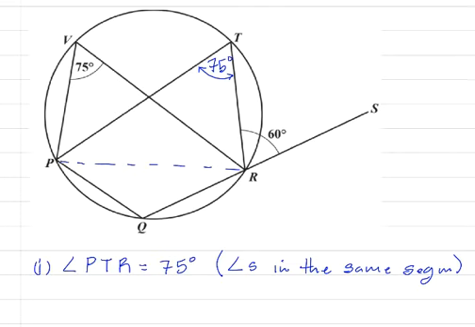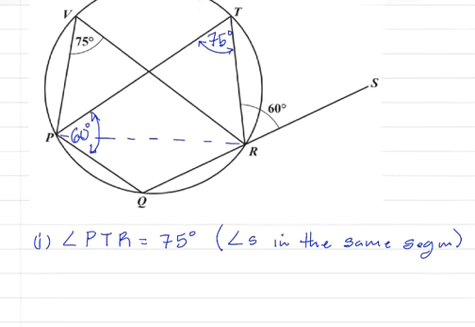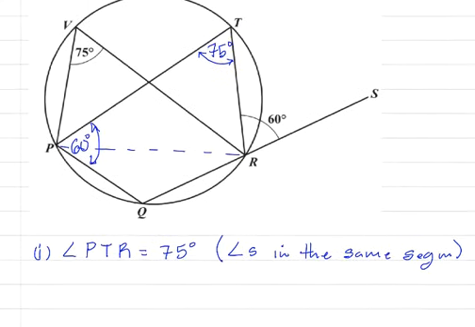Secondly, we're asked to determine the size of angle TPQ, that is this angle here. Angle TPQ is equal to 60 degrees. First of all, TPQR is a cyclic quadrilateral.